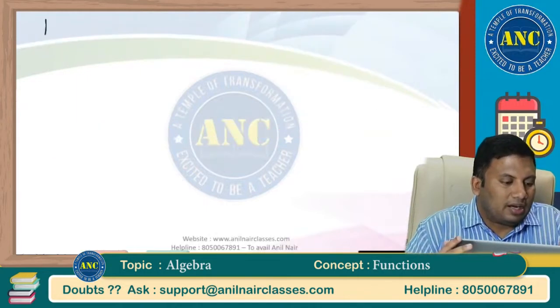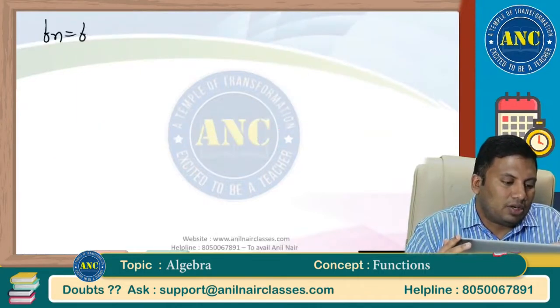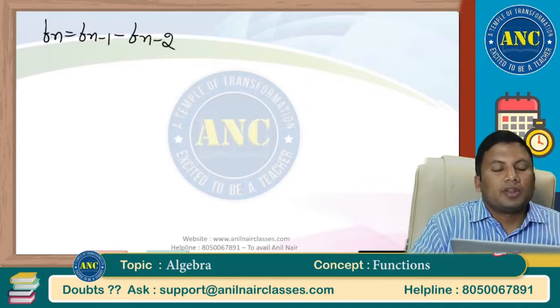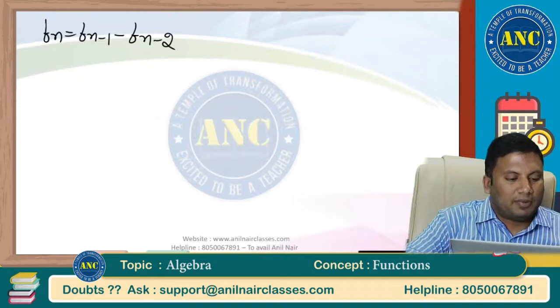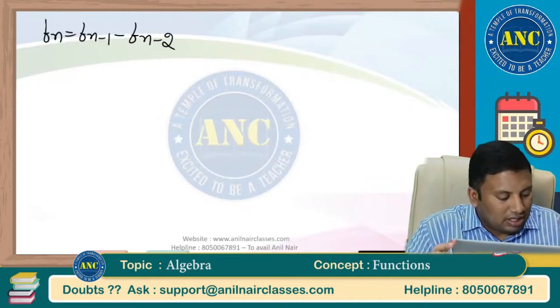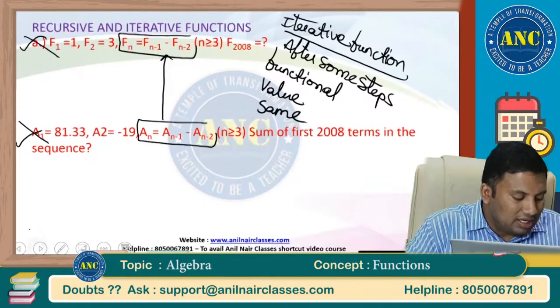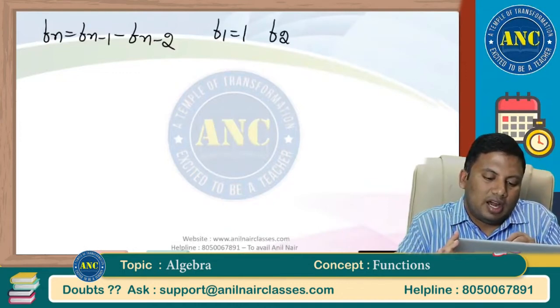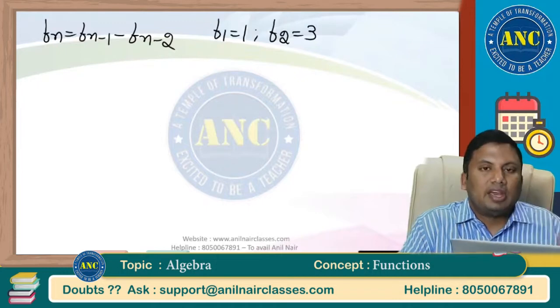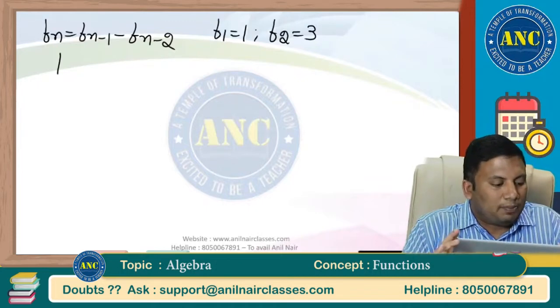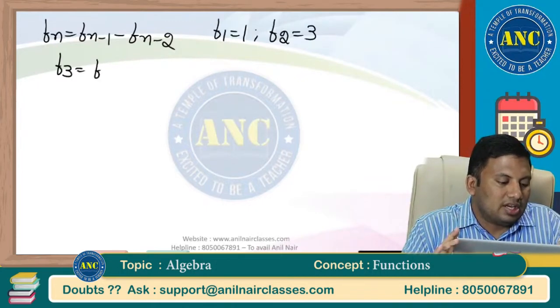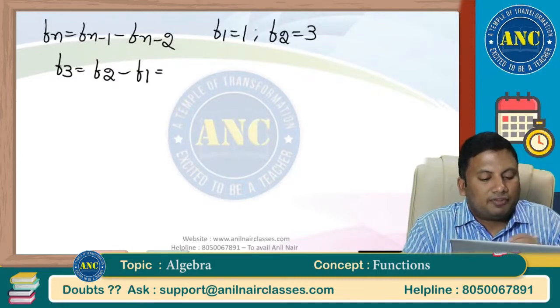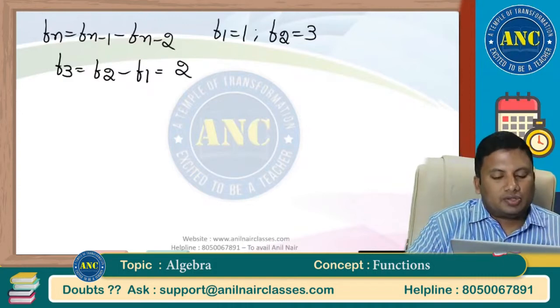First, let me write down the function. Fn = Fn-1 - Fn-2. Now, see here. What is the value that is given? F1 is 1 and F2 is 3. If I put n value 3, it is F3 = F2 - F1, which is 3 minus 1, it is 2.